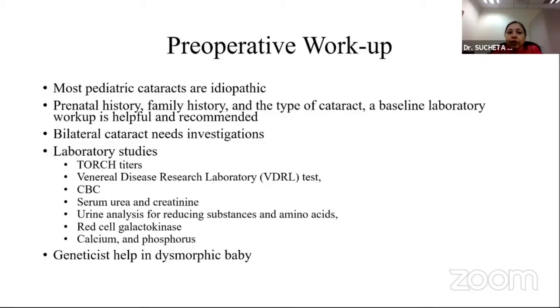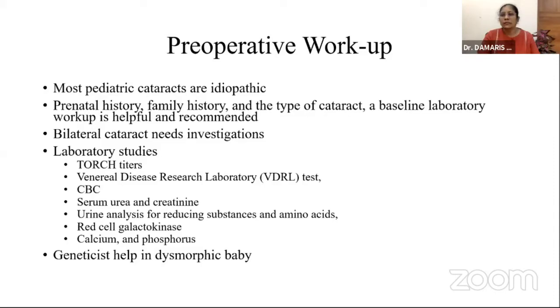The most important thing is the pre-operative workup. Most pediatric cataracts can be idiopathic, about 33% of them. What is important is to have a good neonatal history, family history, and the type of cataract you are dealing with, because it helps you recommend the laboratory workup you have to do, because a unilateral cataract doesn't need much investigation except the general anesthesia.